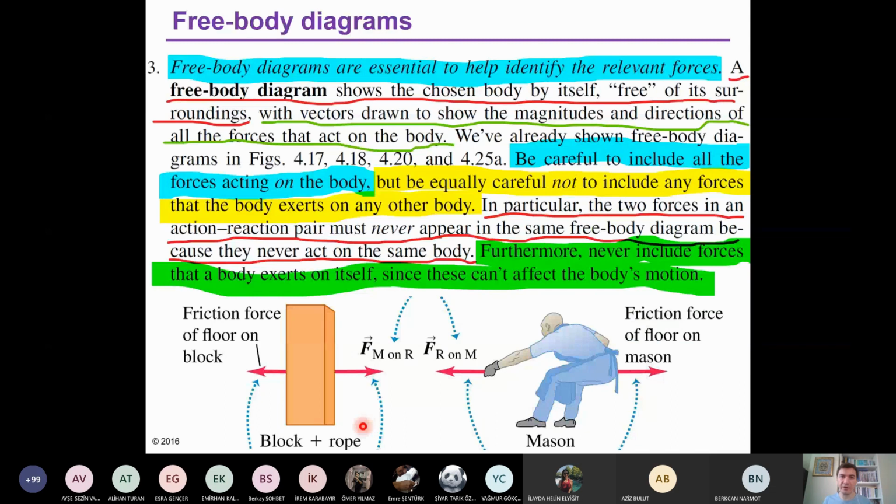First of all, you have to choose the body free of its surroundings. So you are only considering the forces acting on this body, with vectors drawn to show the magnitudes and directions of all the forces that act on the body. Be careful to include all the forces acting on the body, but this is very important: be equally careful not to include any forces that the body exerts on any other body.